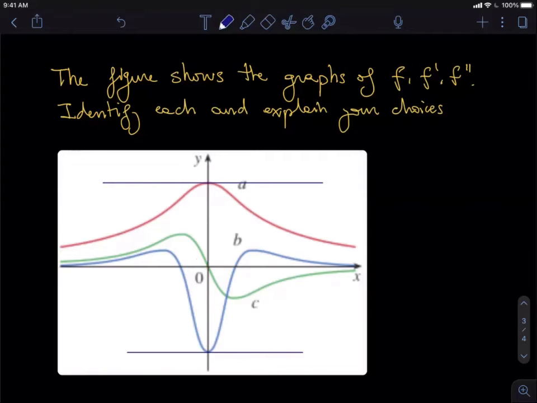Now, there is another quite prominent feature here: when we look at the graph B, it has 2 zeros, 2 points where it crosses the axis. And if we look at the other graphs, we realize that graph C has horizontal tangents at those points. So that gives us the information that we were missing.